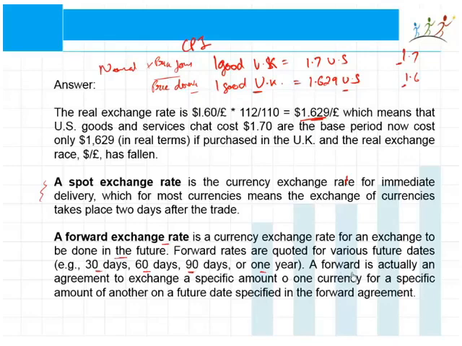A forward agreement, as we'll study in more detail in the review on derivatives, is an agreement to exchange a specific amount of one currency for a specific amount of another currency on a future date specified in the contract.